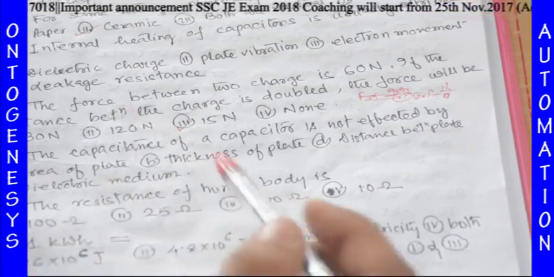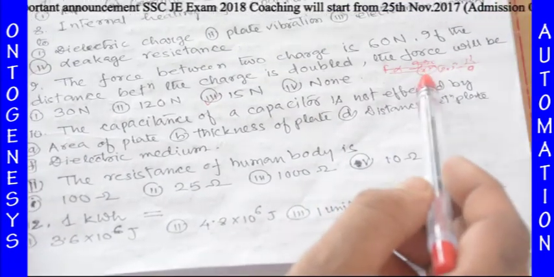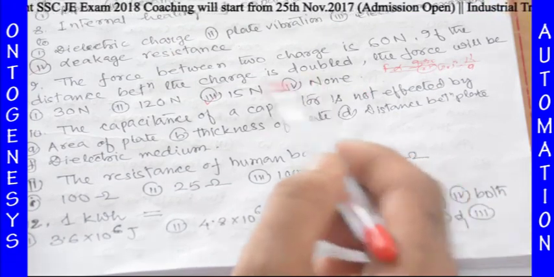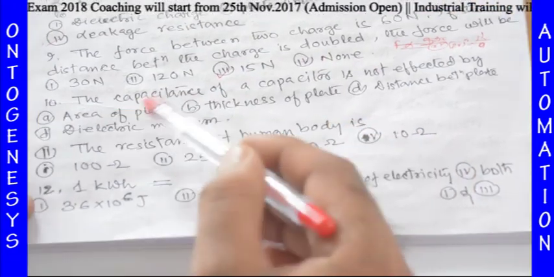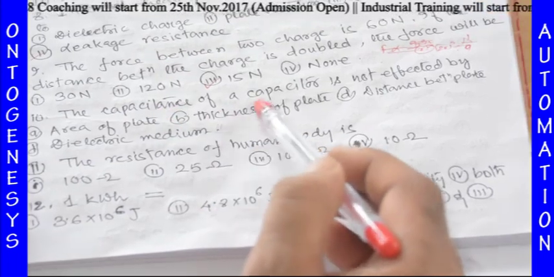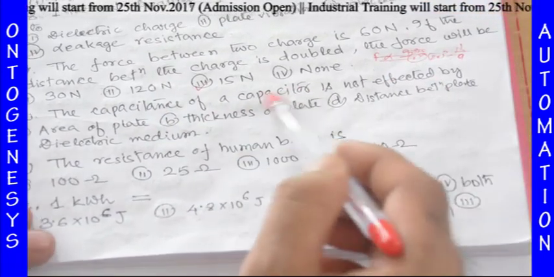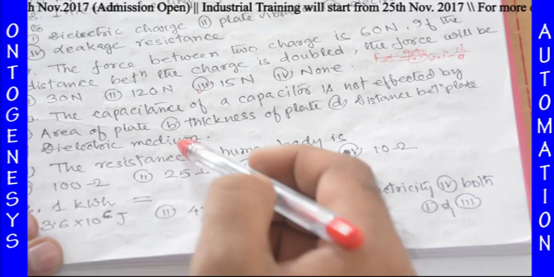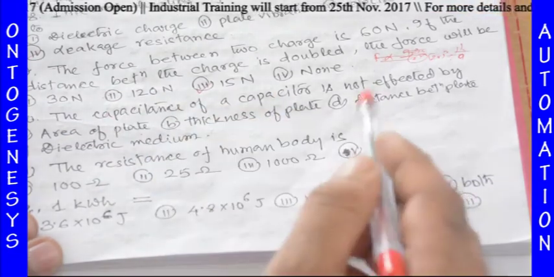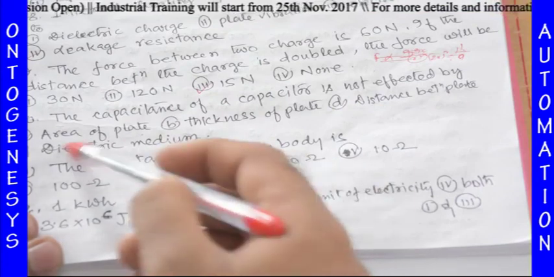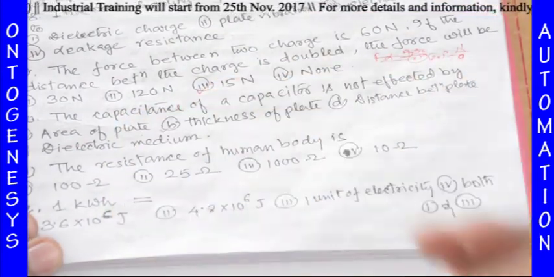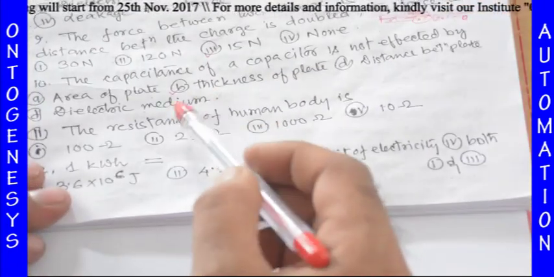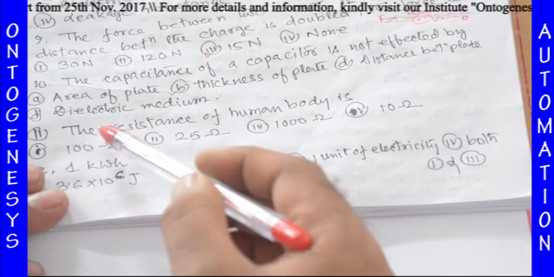Okay. So, F is inversely proportional to your R square. So, if it is doubled, so the force will be divided by 4 times. The capacitance of a capacitor is not affected by area of the plate, thickness of the plate, distance between the plate and dielectric medium. So, capacitance depends on area definitely, distance between the plate, okay, and dielectric medium. These three, it is the thickness. So, capacitance does not depend on the thickness of the plate because charges are a surface property, no.